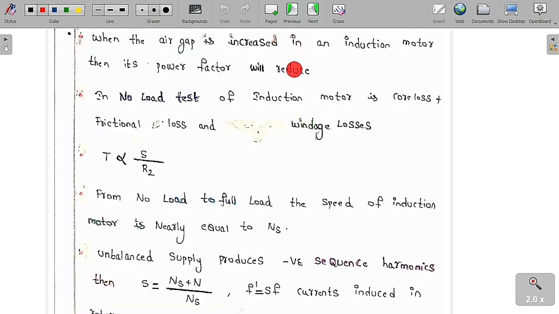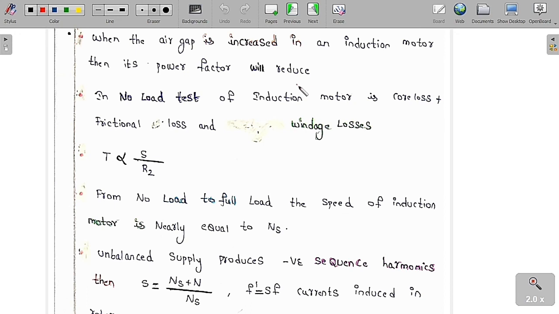When the air gap is increased in an induction motor, the power factor will reduce. Whenever you increase the air gap, the magnetizing current component will increase, so the no load power factor angle increases and the power factor reduces. So Im increases, I naught increases, phi naught increases, so cos phi naught will decrease. Whenever the air gap is increased, the no load power factor will reduce.